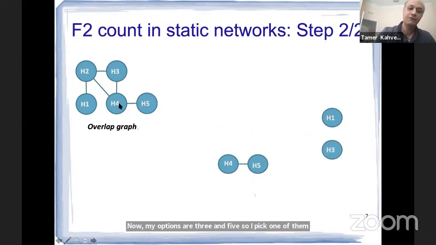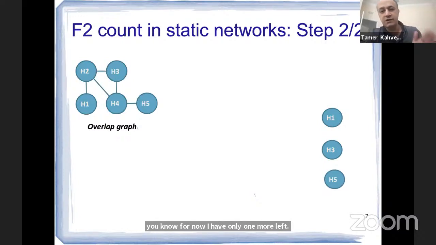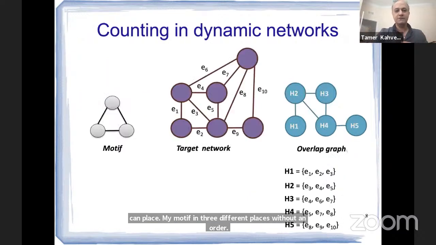3 is connected to 4, so get rid of 4. Now I have only one node left, so include it in the result set. And there you go, we have our solution, which is 1, 3, and 5. I can place my motif in 3 different places without any overlap. So that is the algorithm for the static network.